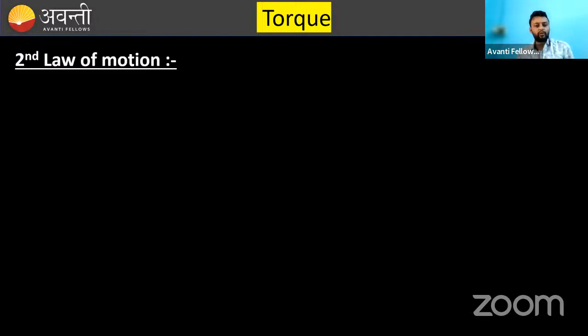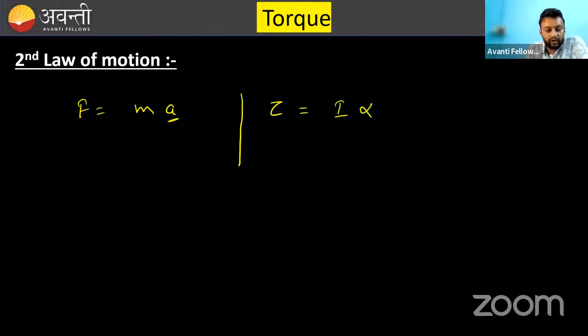Now, the second law of motion. In translational motion, the second law was F is equal to ma. Now, in rotational motion, force is equivalent to torque, mass is equivalent to moment of inertia, that is I, and acceleration is equivalent to alpha. So for rotational motion, the second law of motion is tau is equal to I alpha. Clear? Very simple and cut statement.